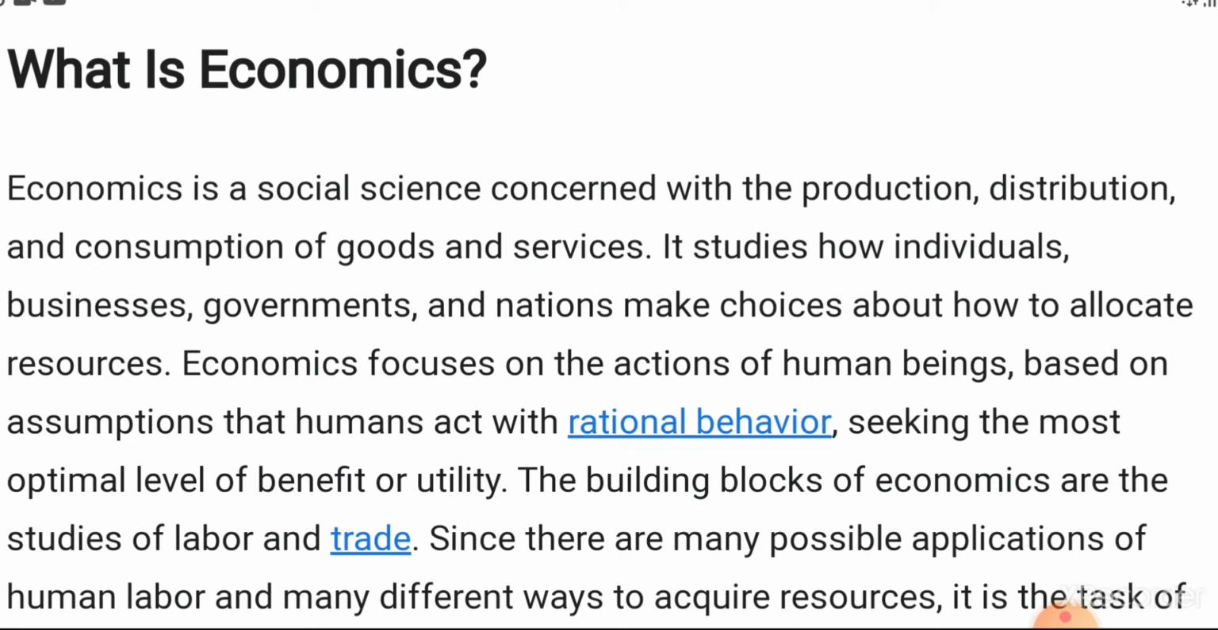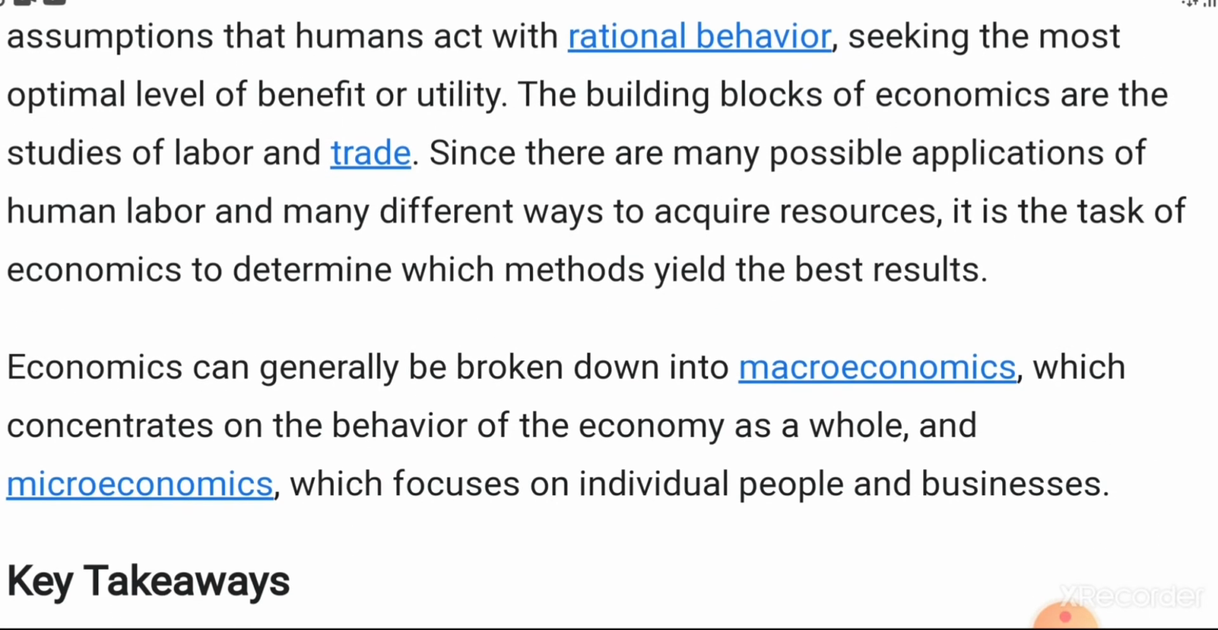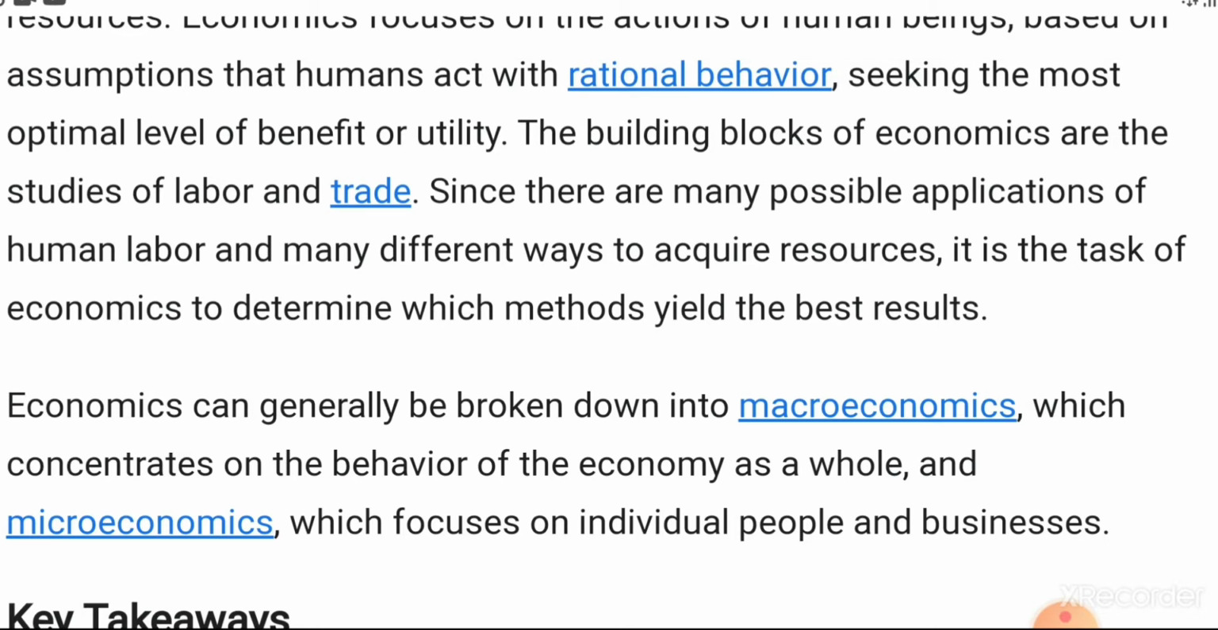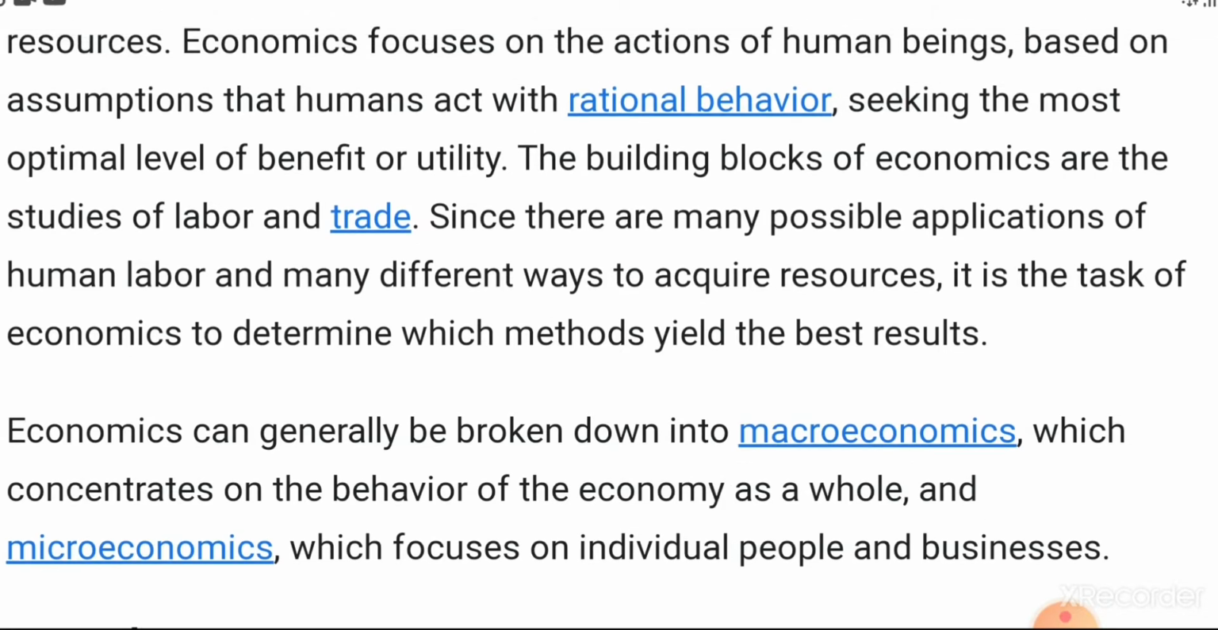The building blocks of economics are the studies of labor and trades. Since there are many possible applications of human labor in many different ways to acquire resources, it is the task of economics to determine which method yields the best result. Economics can generally be broken down into macroeconomics, which concentrates on the behavior of the economy as a whole, and microeconomics, which focuses on individual people and businesses.